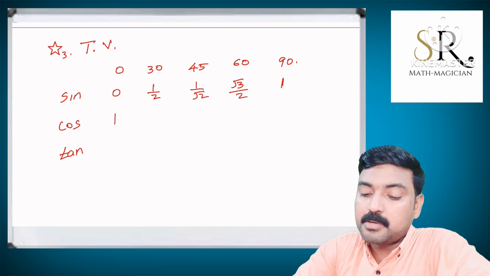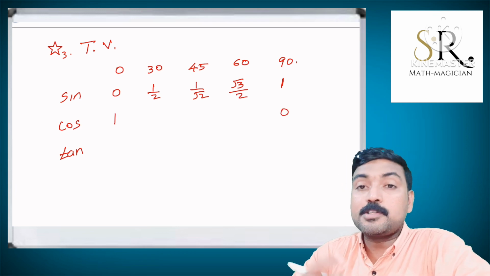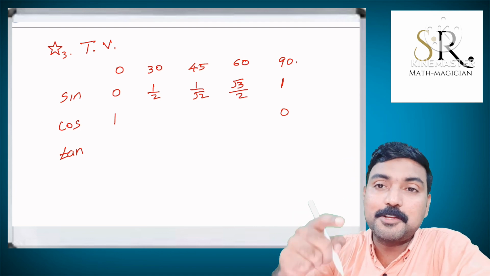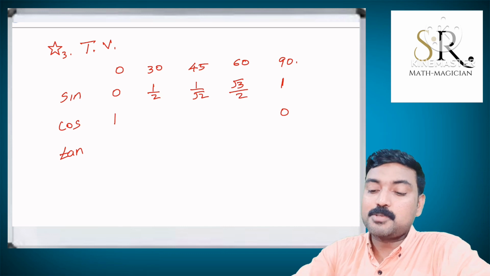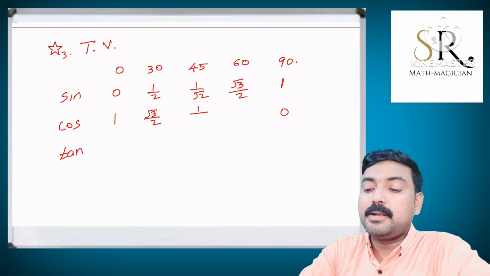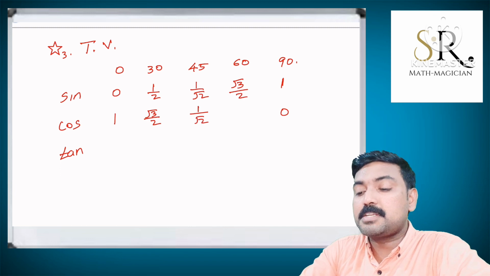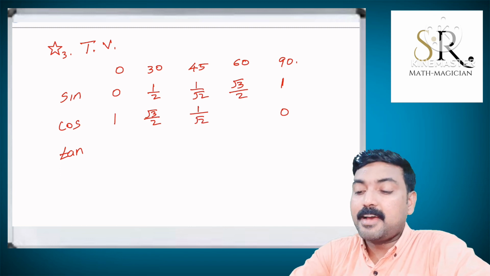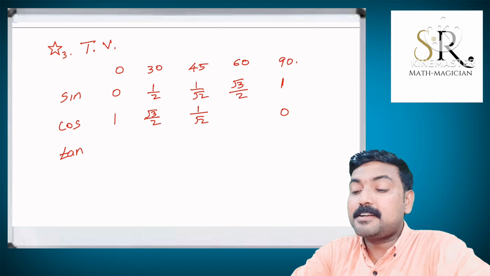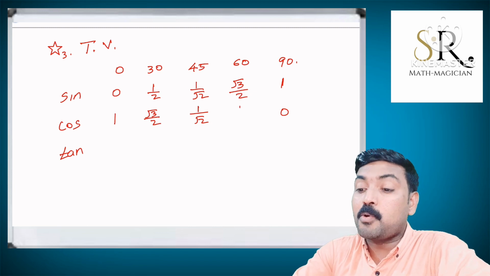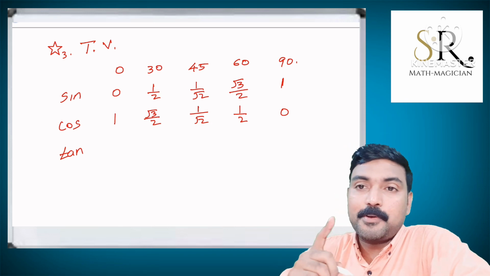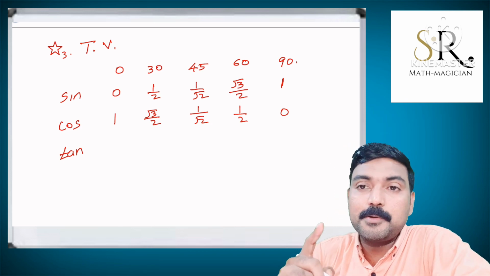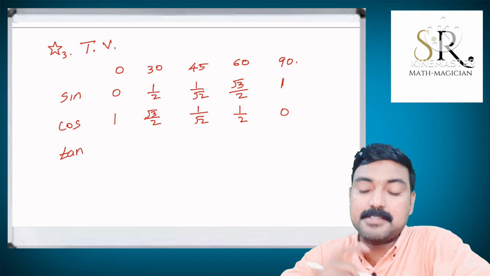If you write it in reverse order, you have to think in your mind, cos value is decreasing from 1 to 0. So cos 30 is equal to root 3 by 2. Middle will not change. In reverse order also it is 1 by root 2. And cos 30 is root 3 by 2, but cos 60 is 1 by 2. One extra point you have to recall in your mind, the cos value decreases as angle increases.